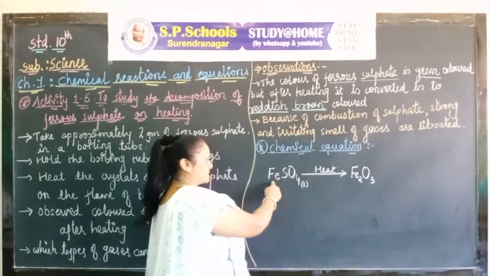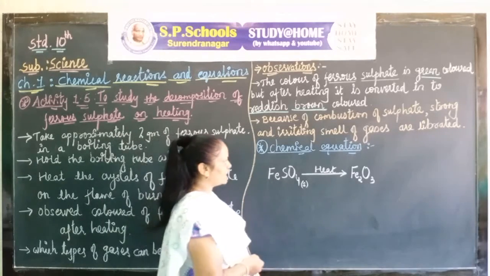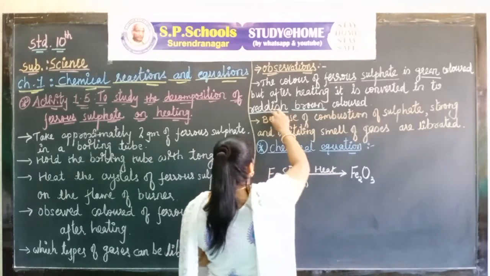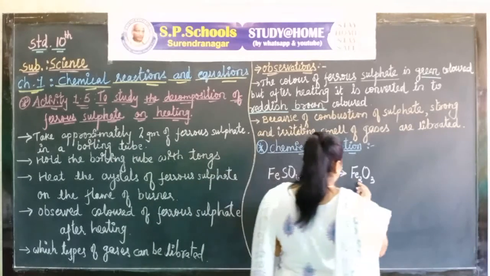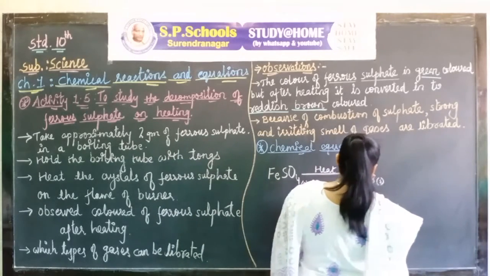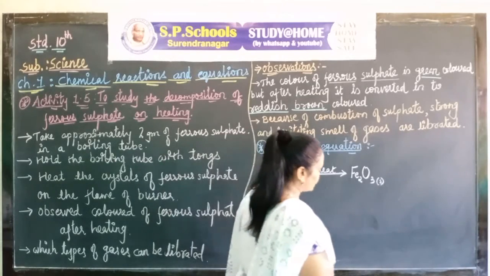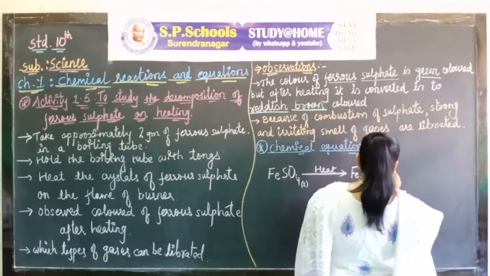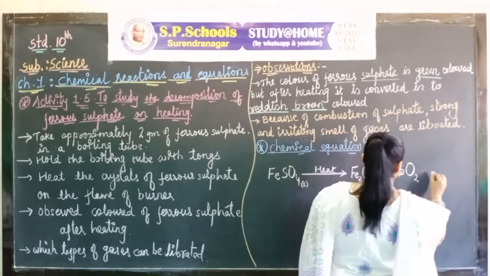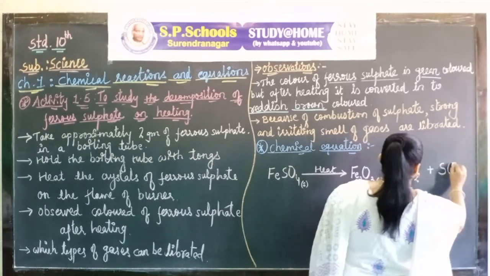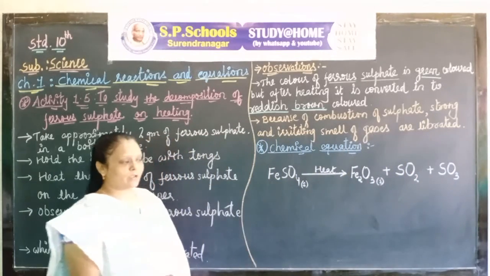The green color is due to FeSO4, and the color converts to reddish brown, which is due to Fe2O3. This is also in powder form, so we write the physical state as small s. Two gases which have a strong and irritating smell are SO2 and SO3, sulfur dioxide and sulfur trioxide.